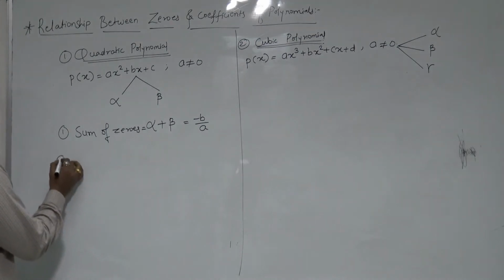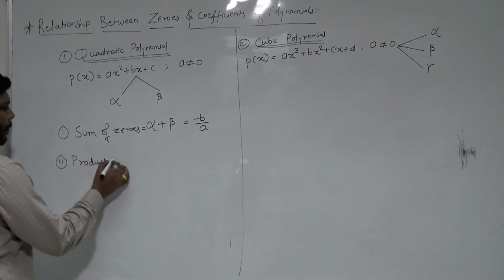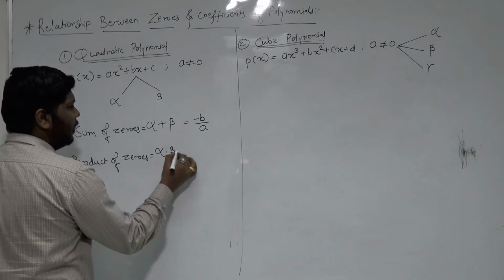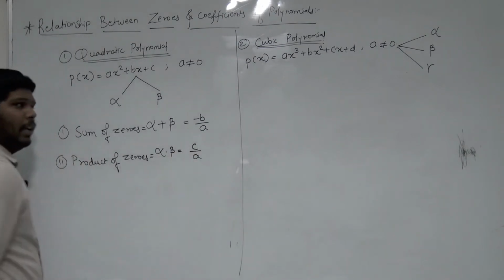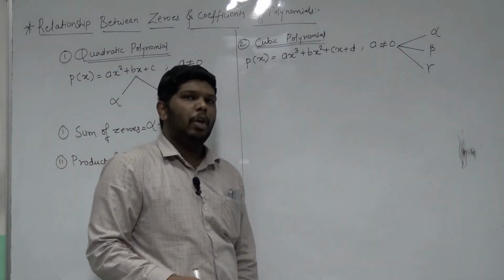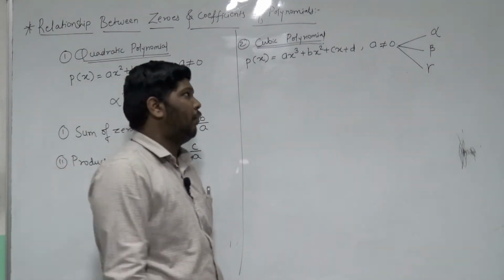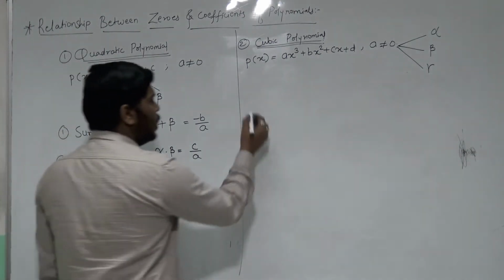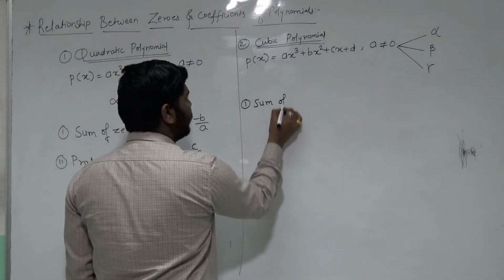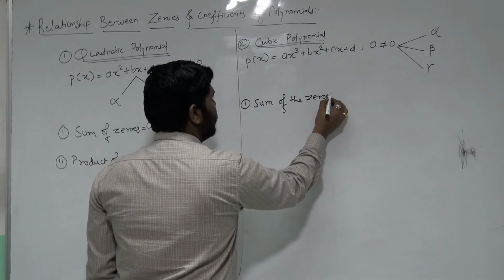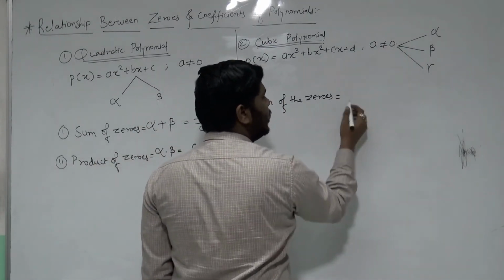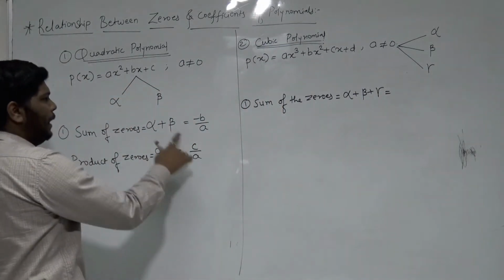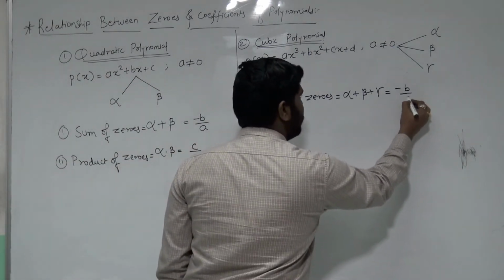And the second formula is called the product of zeros. Product of zeros means multiplication, so it is alpha into beta, and that is equal to c by a. Now the same set of formulas we are going to see in a cubic polynomial also, and at the same time there will be one more extra formula. Let us see which are those three formulas. The first one will be the same, that is the sum of the zeros. Since there are three zeros, it is alpha plus beta plus gamma, and again the formula remains the same, that is minus b by a, correct?